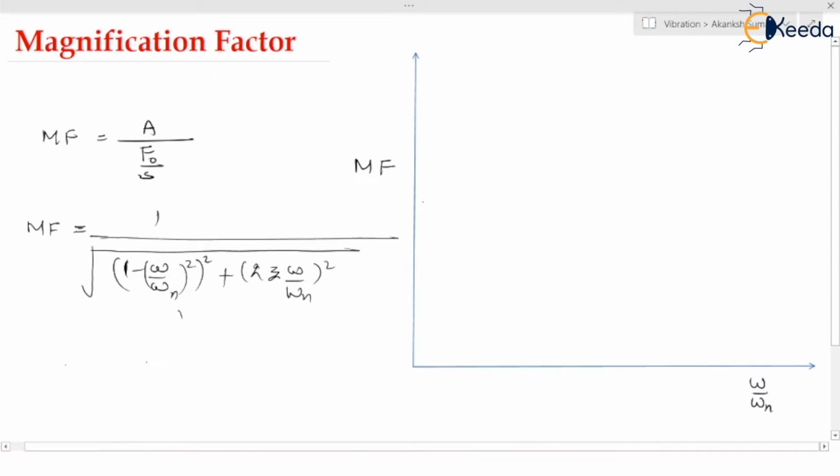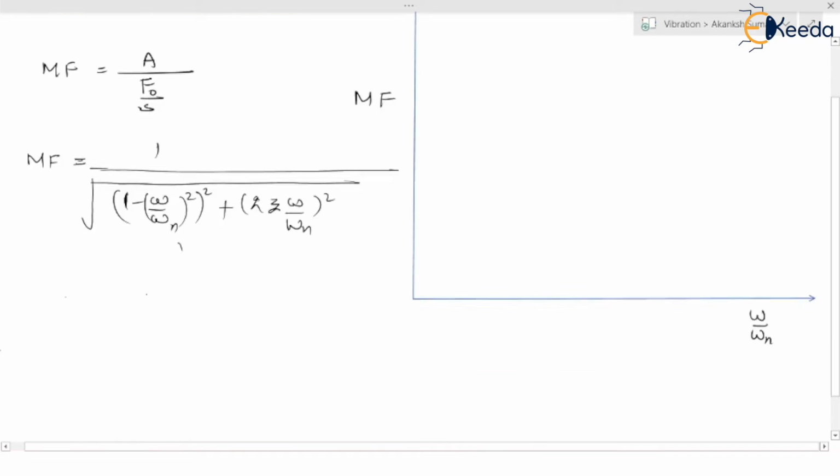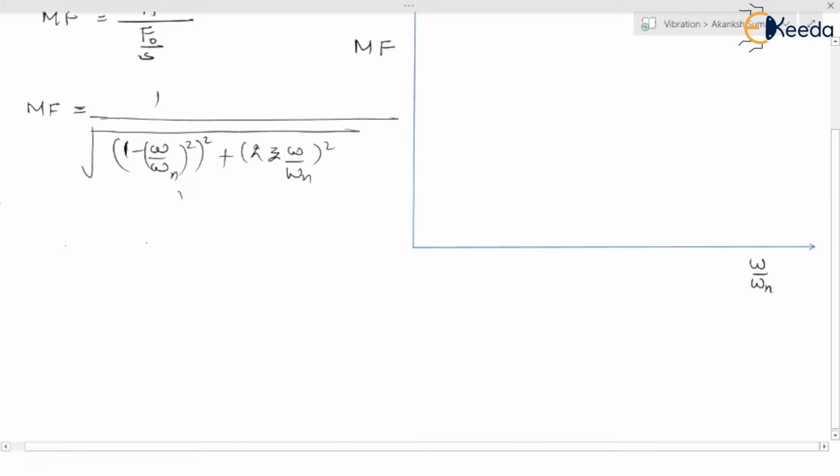Okay. So magnification factor, you can see here, when I'm talking about under damping, first case I'm going to consider under damping. When I'm talking about under damping, you all know very well that zeta is less than 1 in case of under damping. Okay.